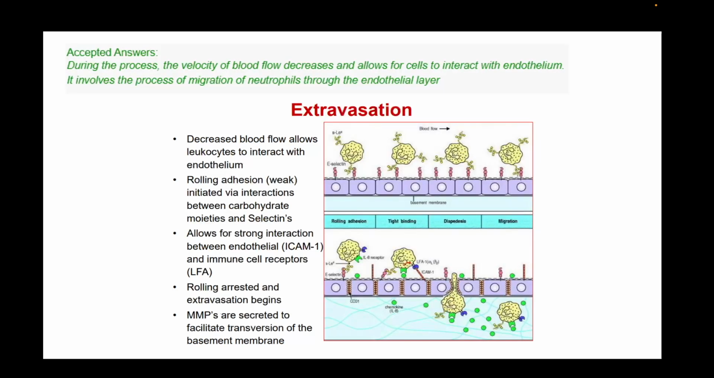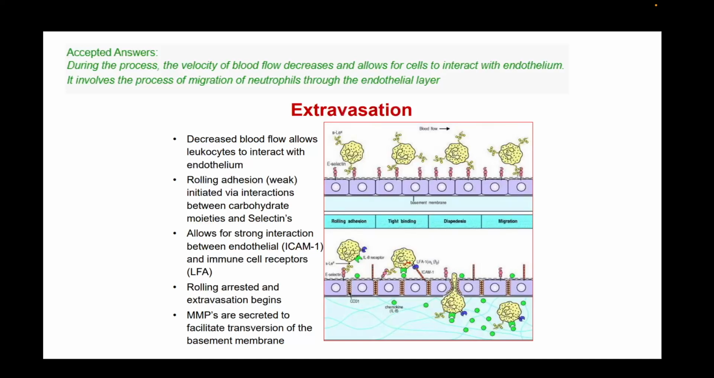So the correct options would be: during the process, the velocity of blood flow decreases and allows for cells to interact with endothelium. And another option, it involves the process of migration of neutrophils through the endothelial layer. So extravasation, during the extravasation there is decreased blood flow which allows the leukocytes to interact with endothelium.